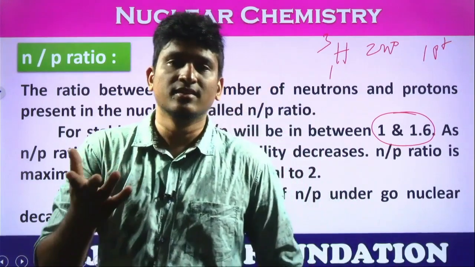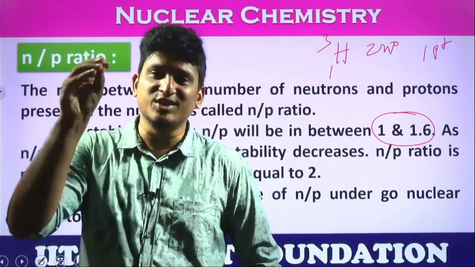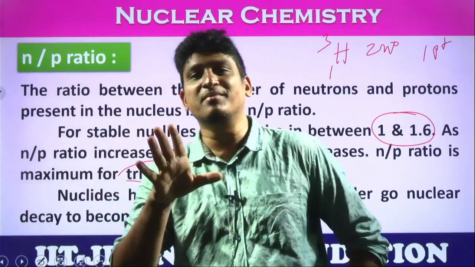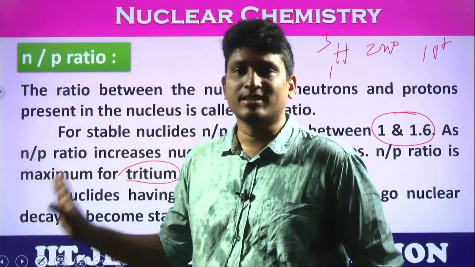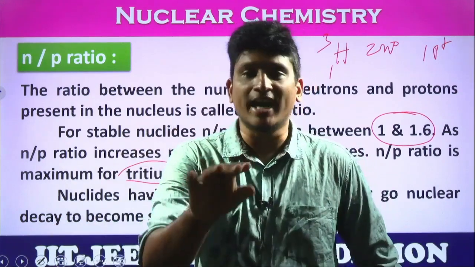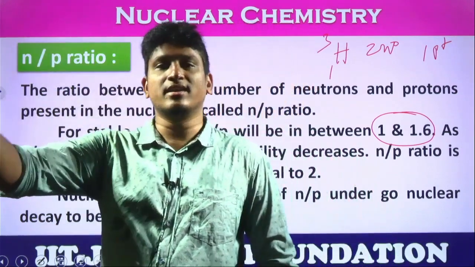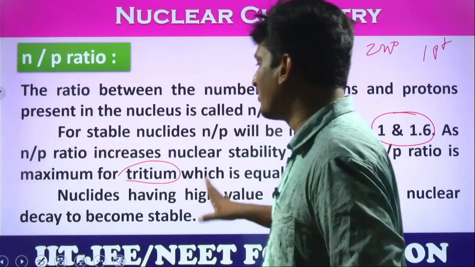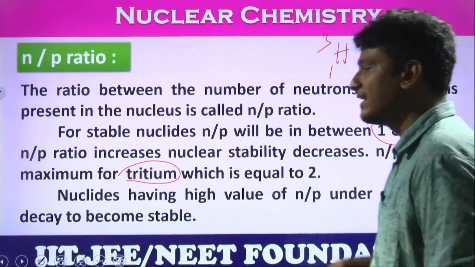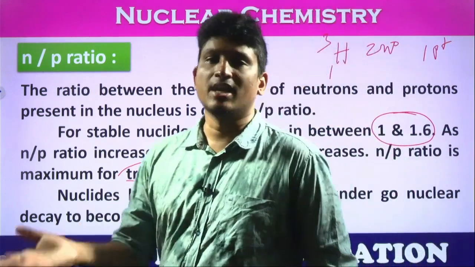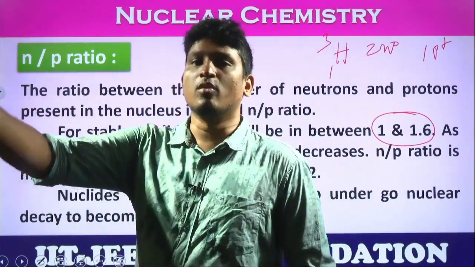Unstable here doesn't mean chemical reactions. In terms of nuclear instability, it means radioactivity. We'll discuss what radioactivity is separately. It emits its own subatomic particles, energies, everything. So nuclides having a high value of N by P undergo nuclear decay to become more stable. Ultimately, they want to become a more stable form.